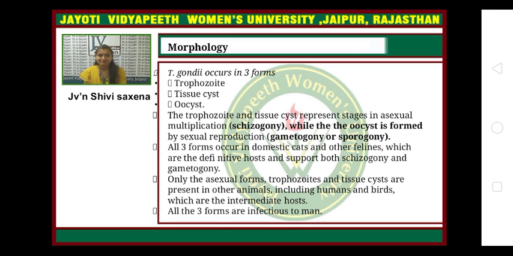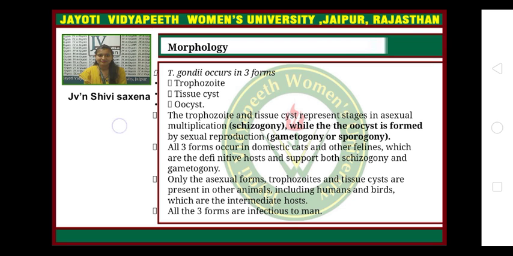All three forms occur in domestic cats and other felines, which are the definitive hosts and support both asexual multiplication and sexual multiplication. Only the asexual forms, trophozoites and tissue cysts, are present in other animals, including humans and birds, which are the intermediate hosts. All three forms are infective to man.